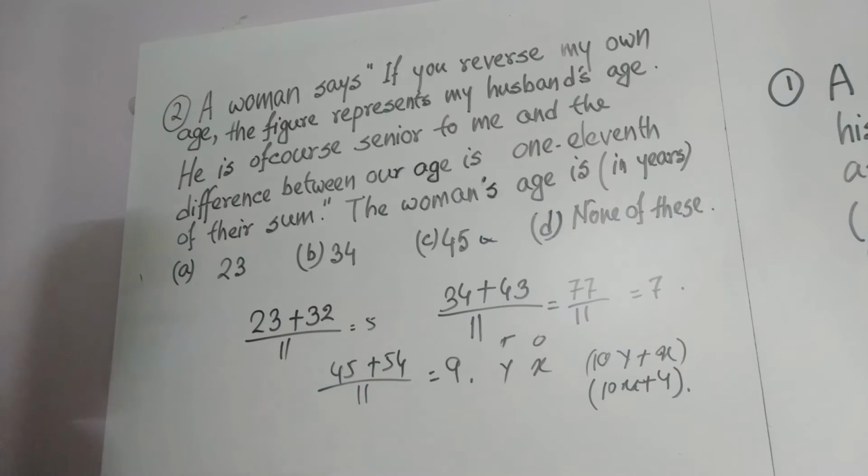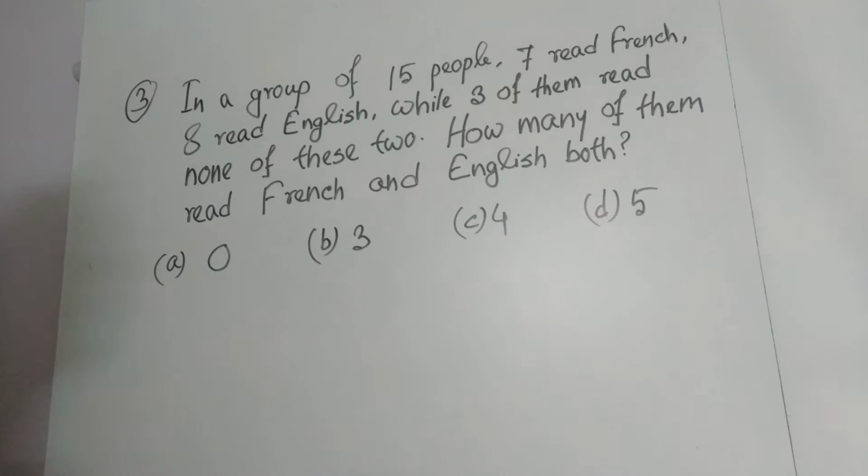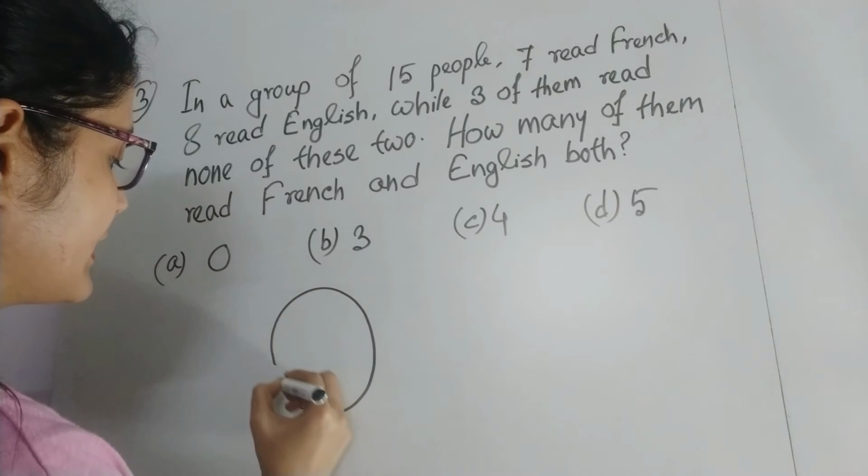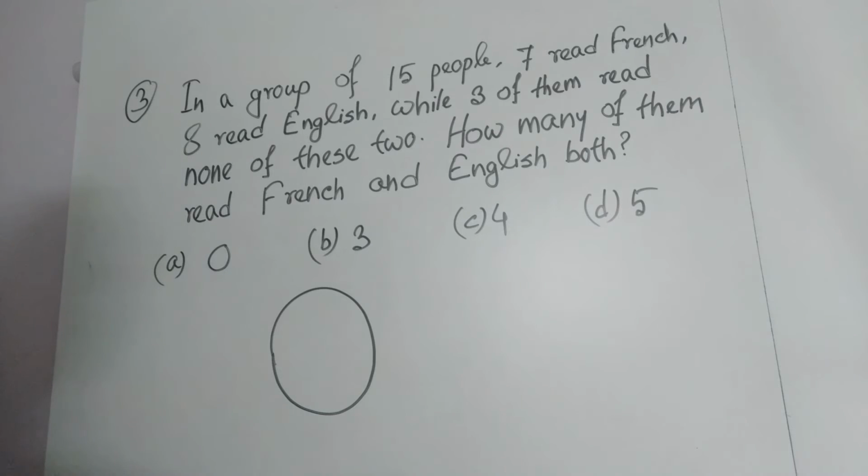So next problem. Number 3. In a group of 15 people, 7 read French, 8 read English, while 3 of them read none of these two. How many of them read French and English both? To solve this problem, you need to take help of the Venn diagram. Here, suppose this circle represents people who read French.